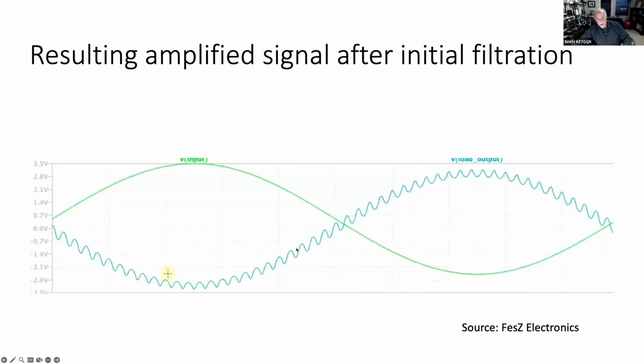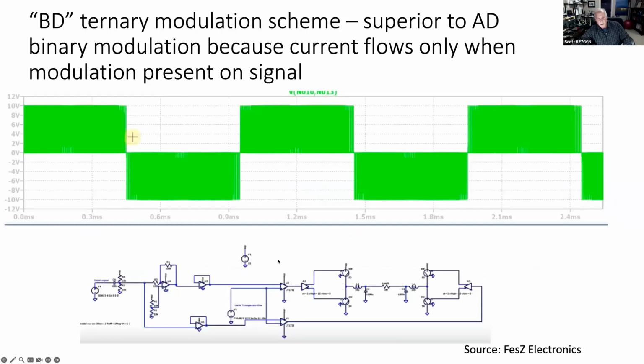So here's an example of just a recovered sine wave. It's got ripple in it, but it's there. It's inverted from the original sine wave, but it is there. Okay, it's recovered.